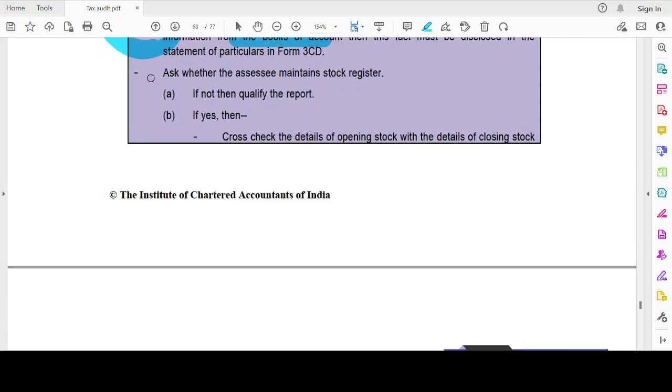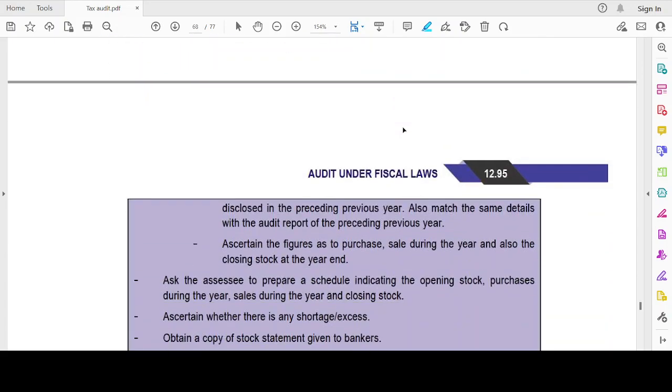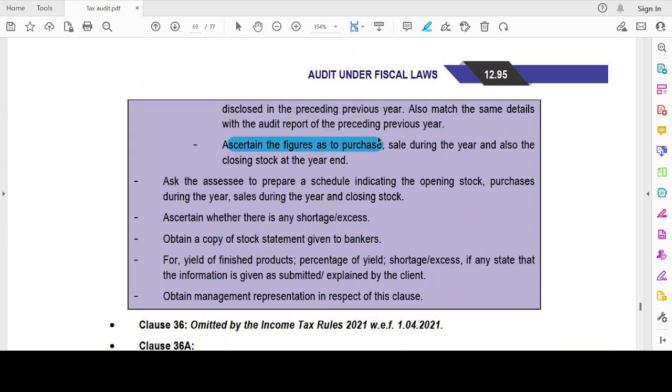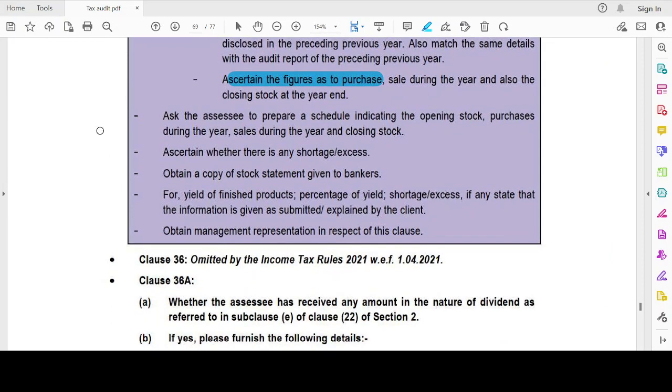Ask whether the SSC maintains a stock register. If not, qualify the report. If yes, cross check the details and then ascertain the figures of purchase and that it is proper. Ask the SSC to prepare a schedule, and ask whether there is any shortage or excess. Obtain a copy of the stock statement given to the bankers.